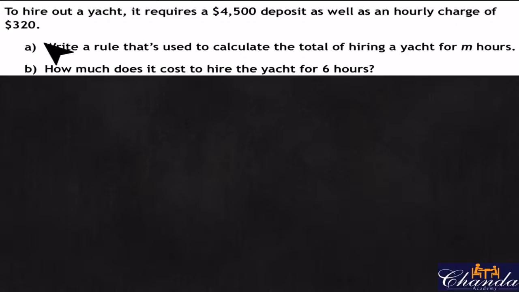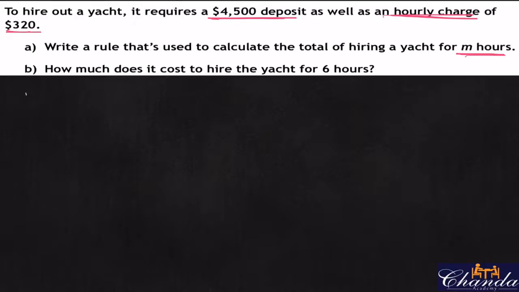This particular question says, to hire out a yacht, it requires a $4,500 deposit, as well as an hourly charge of $320. Write a rule that's used to calculate the total cost of hiring a yacht for M hours. So that's the important part, M there. Let me just quickly underline that so we remember. So we have M there. It requires a $4,500 deposit plus an hourly charge of $320. And part B says, how much does it cost to hire the yacht for 6 hours?